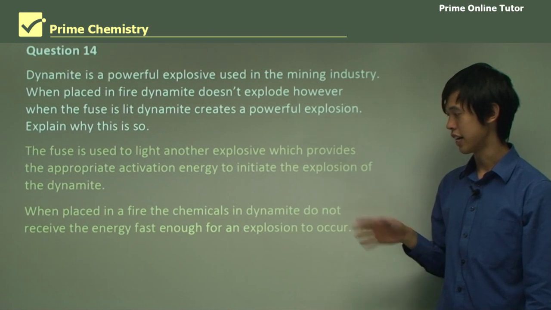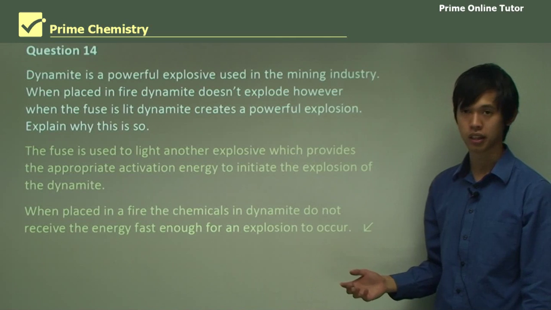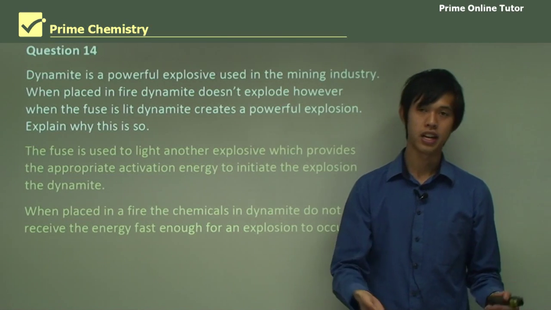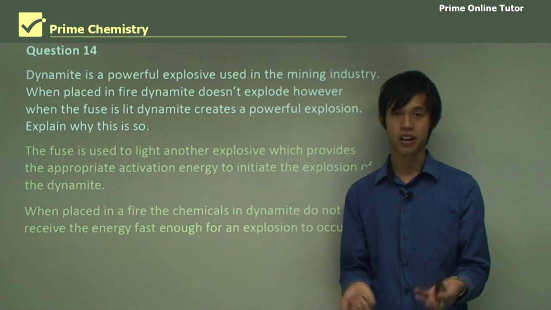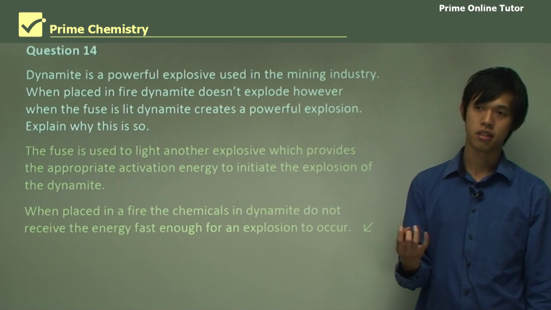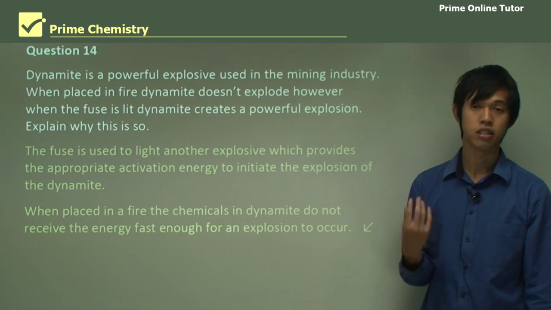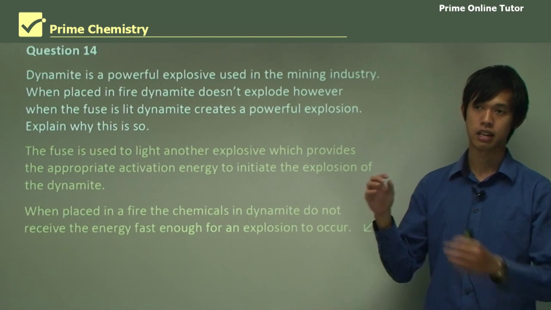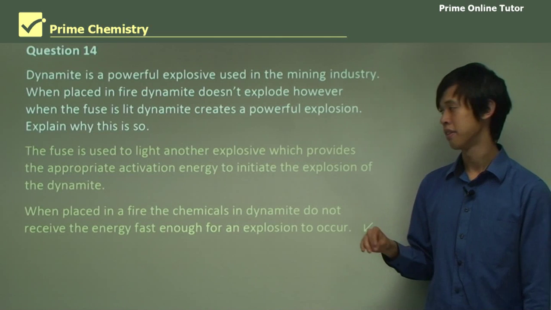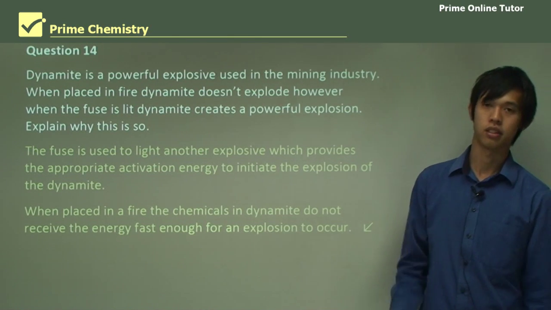So when placed in a fire, the chemicals in the dynamite do not receive the energy fast enough for an explosion to occur. When you put it in the fire, the heat of the fire takes a fairly long time to get into the dynamite. So it won't cause it to explode because the heat going into the dynamite is not rapid enough. Okay, the transfer of heat isn't rapid. The only way to do it is with the blasting cap.